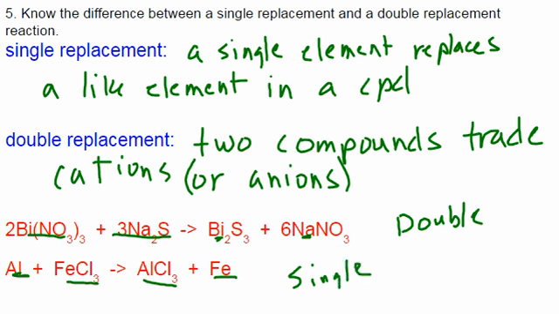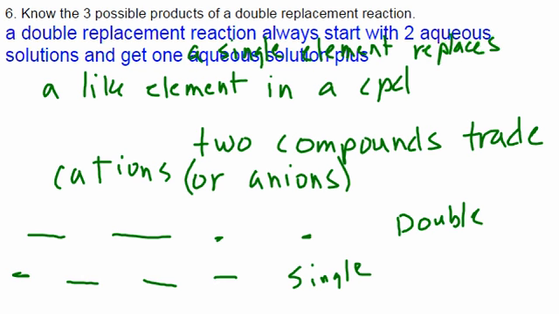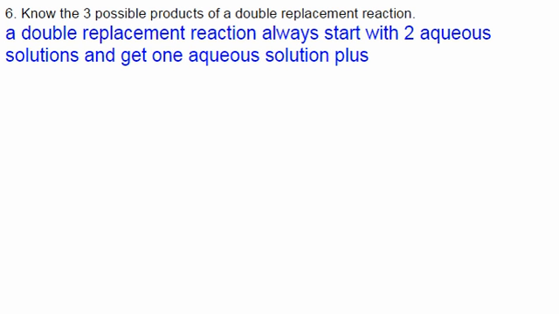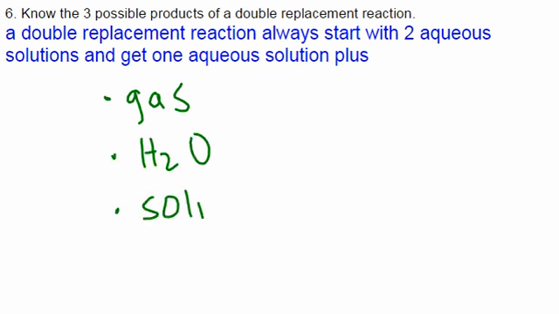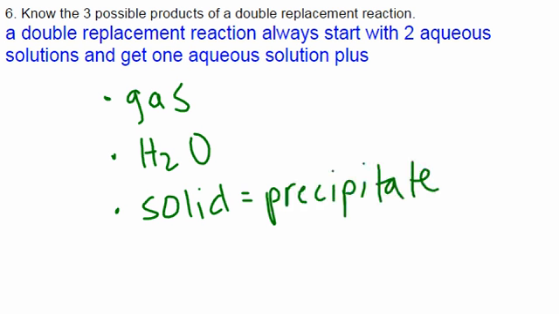And then I'm going to roll in one more here, because the last one wants to know the 3 possible products of a double replacement reaction. Well, a double replacement reaction always starts with 2 aqueous solutions, and you always get 1 aqueous solution, plus you either get a gas, you get water, or you get solid in the form of what we call a precipitate. But you always have one of those 3 as your second product in a double replacement reaction.